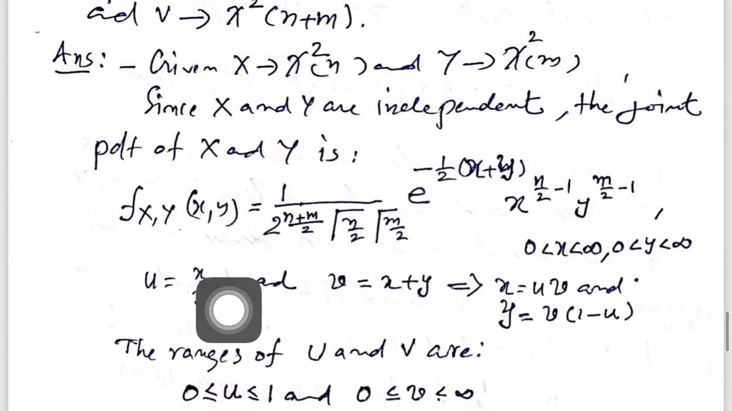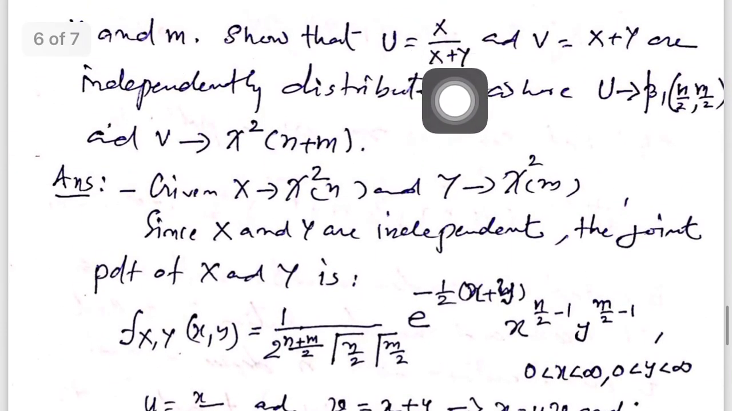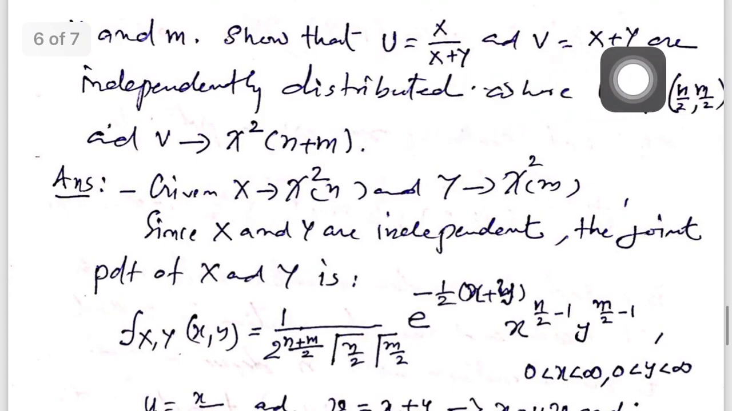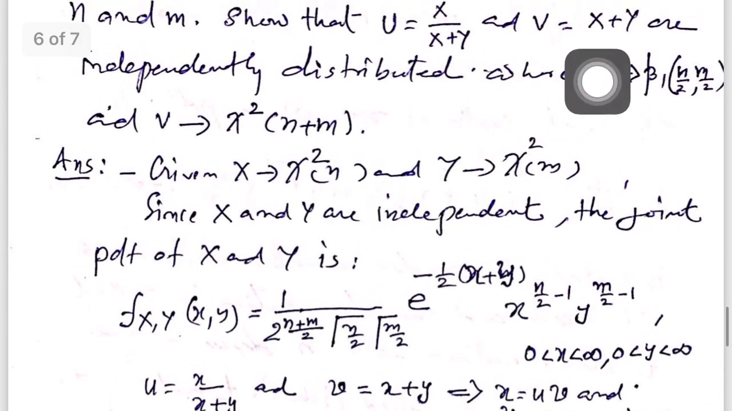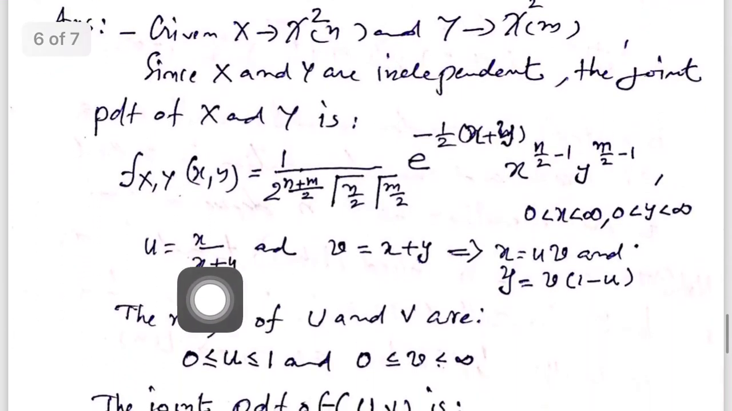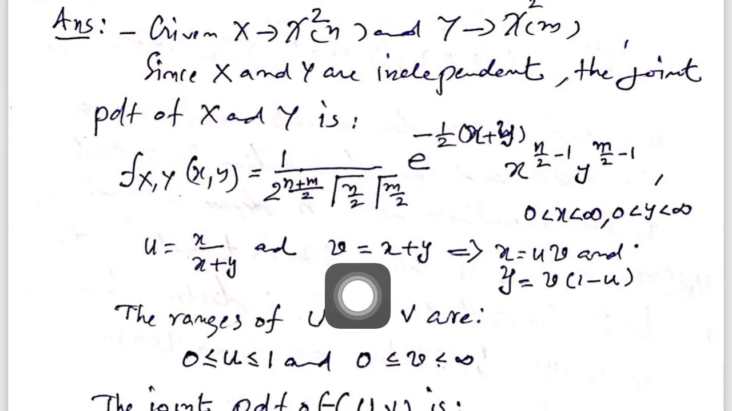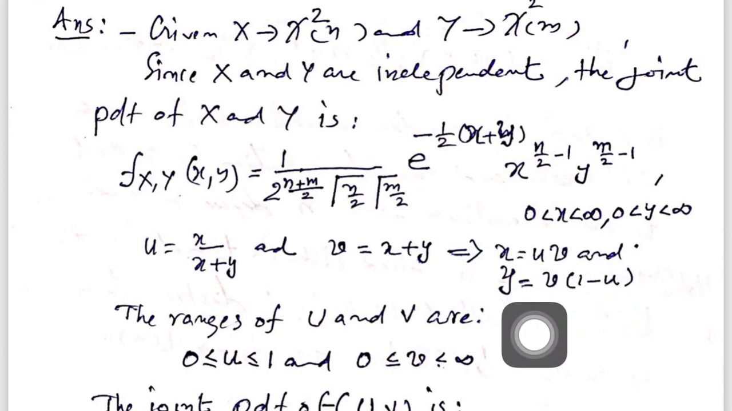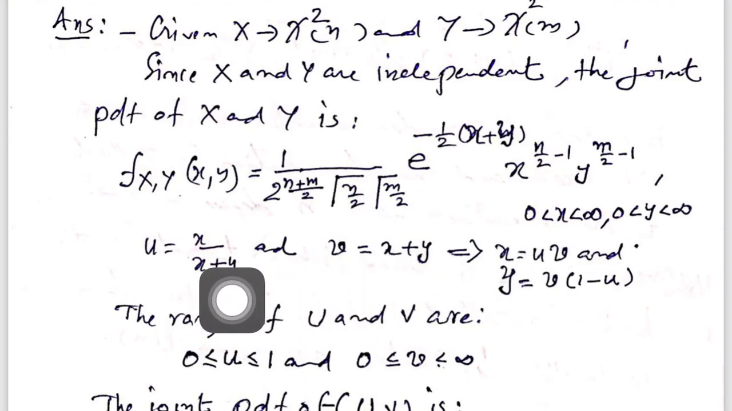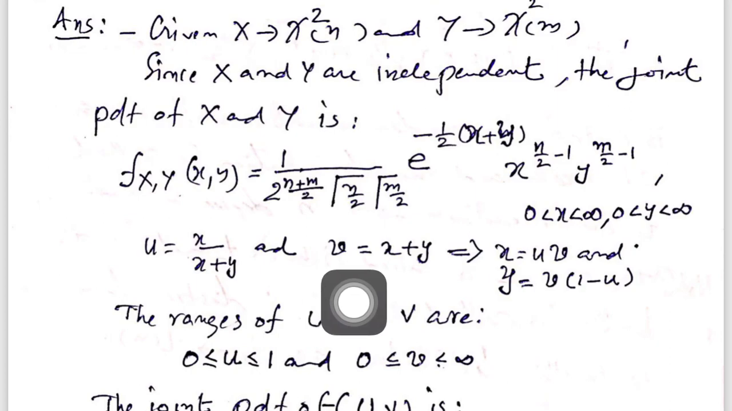Okay, and you come to the transformation. U is transformed as x by x plus y, v is transformed as x plus y. So the particular values of these two random variables are small u and small v, and they are u equal to x by x plus y and v equal to x plus y, from which you can write x and y explicitly in terms of u and v. That is the inverse transformations of x and y. Okay, so x equal to uv and y equal to v into 1 minus u. You can easily obtain these things using these two equations. Okay, and what are the ranges of u and v?